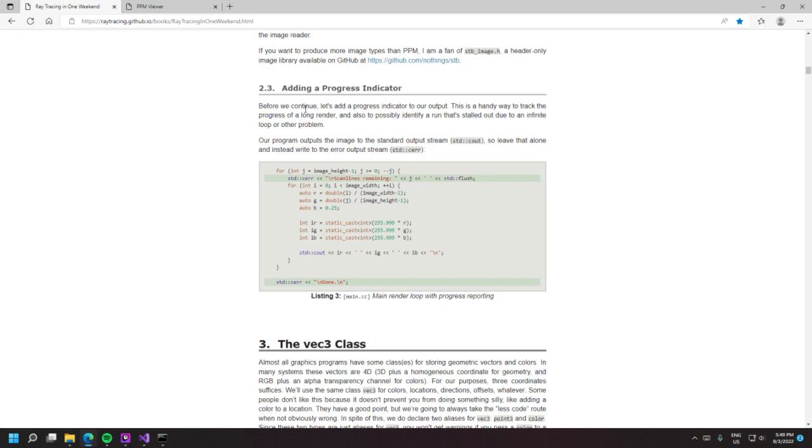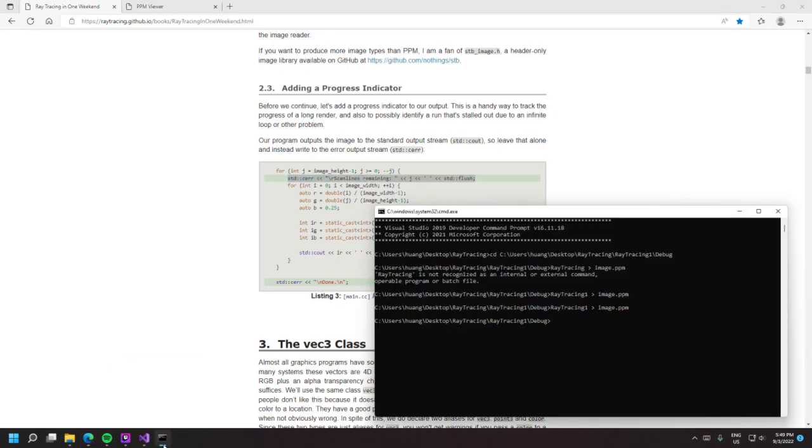Adding a progress indicator. We could add a progress indicator to our outputs. This is a way to track the progress of a long render, and also to possibly identify whether the run stalled due to an infinite loop or other problem. Okay, so we are going to write this. Basically scan lines remaining. And in the end, if it's done, then we output done.